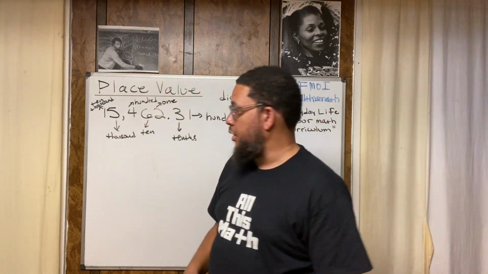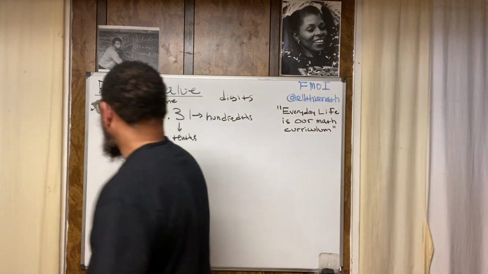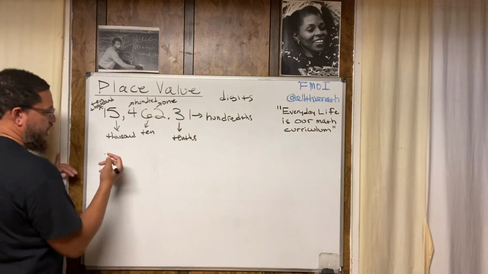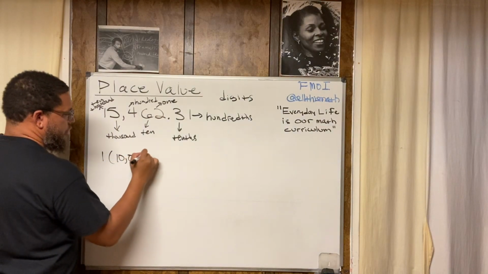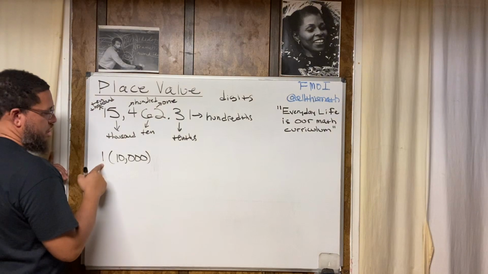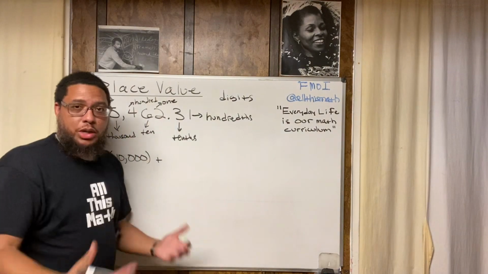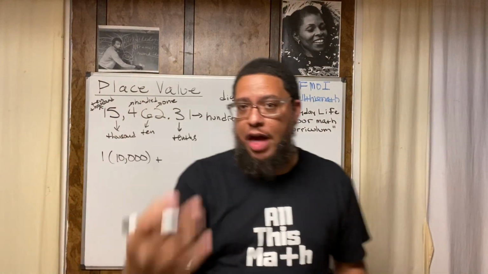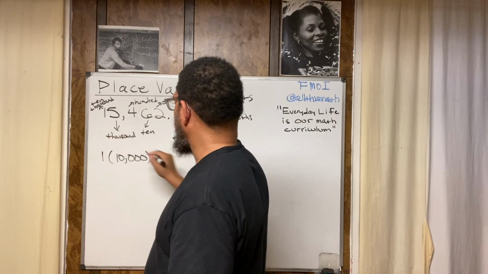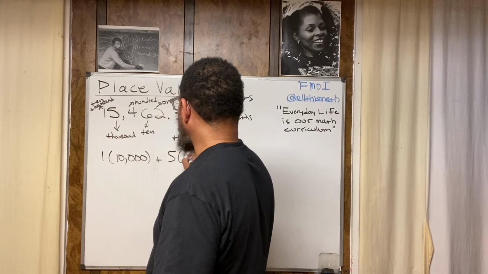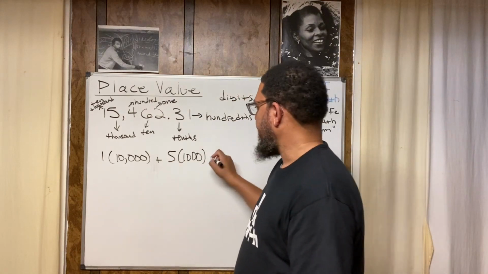Now, another way to think about this is we could take this number and write it out in expanded form. Because this 1 is in the 10,000s place, we have 1 times 10,000. That's what this 1 really means. Then we have 5. 5 what, though? 5 thousands. This means 5 times 1,000, or we have 5 thousands.